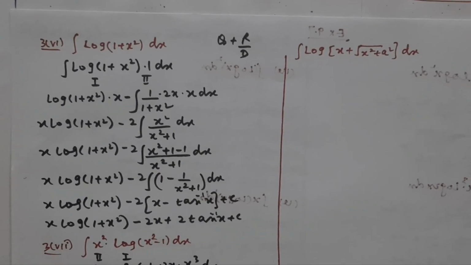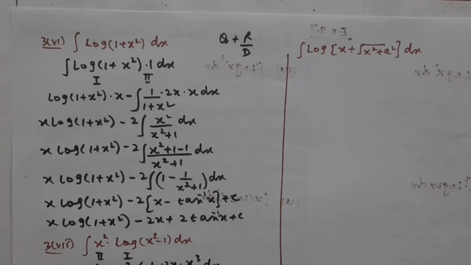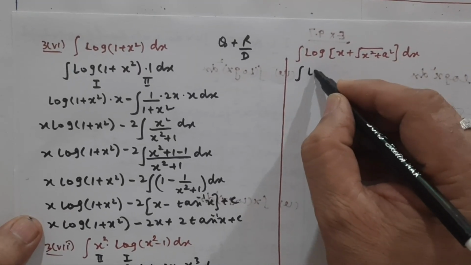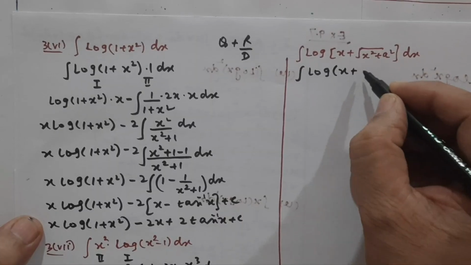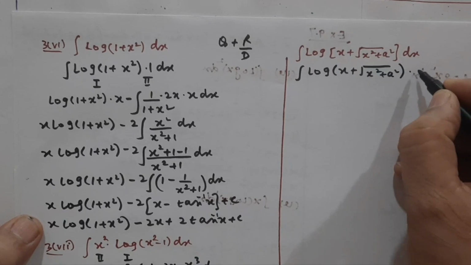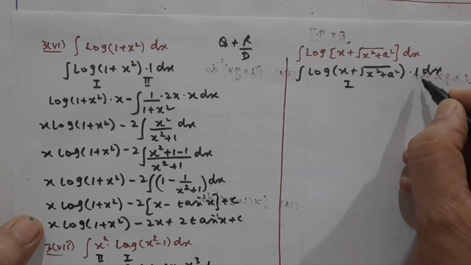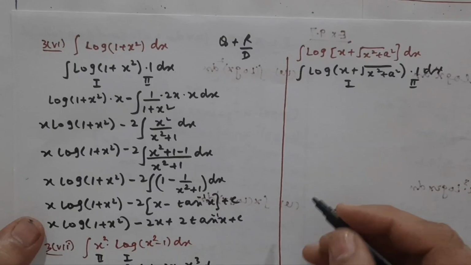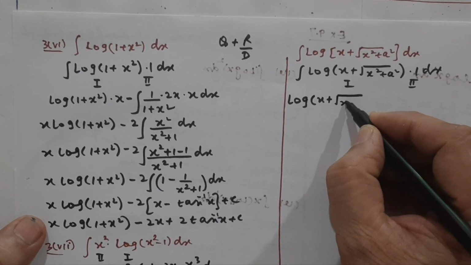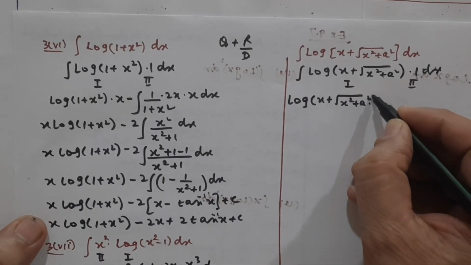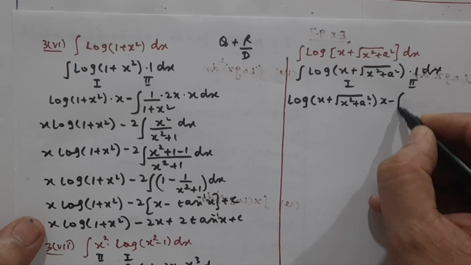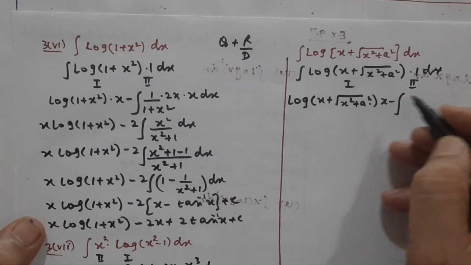Now this part is log of x plus under root x square plus a square. This is the 8th part. Again, students, there is only one function. So what we do, we take log as first function and 1 as second function, like this. Now integrating, the formula is first function, like this, integral of second function is 1, so its integral is x, minus derivative of first function log fx.